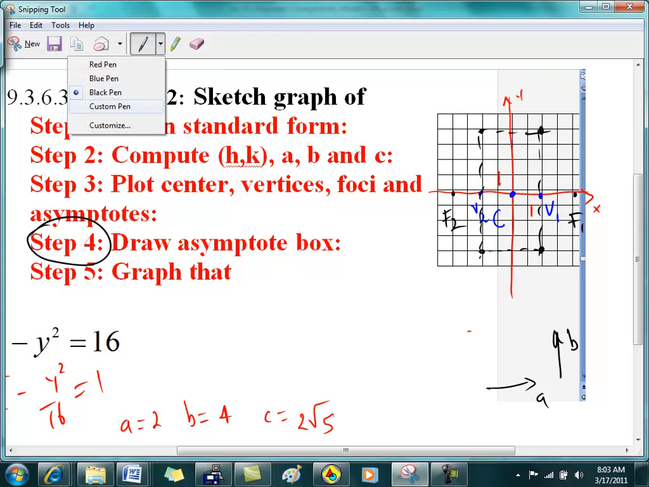And then you get your asymptotes out of there. And asymptotes are always drawn in dotted lines, okay? Because they're not really part of the graph. And then you graph your hyperbola. You know it's going through the vertices right there and there. So it goes to the asymptote.